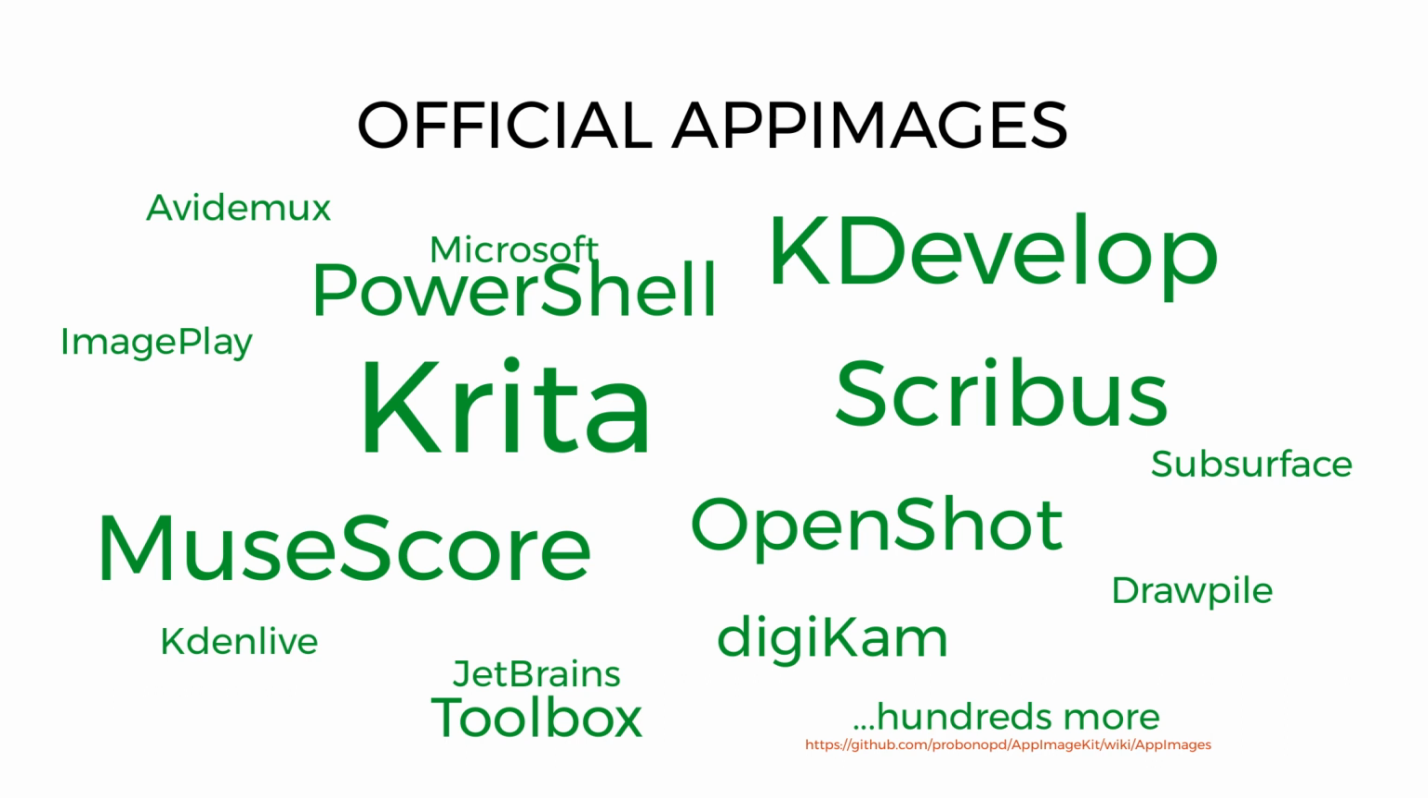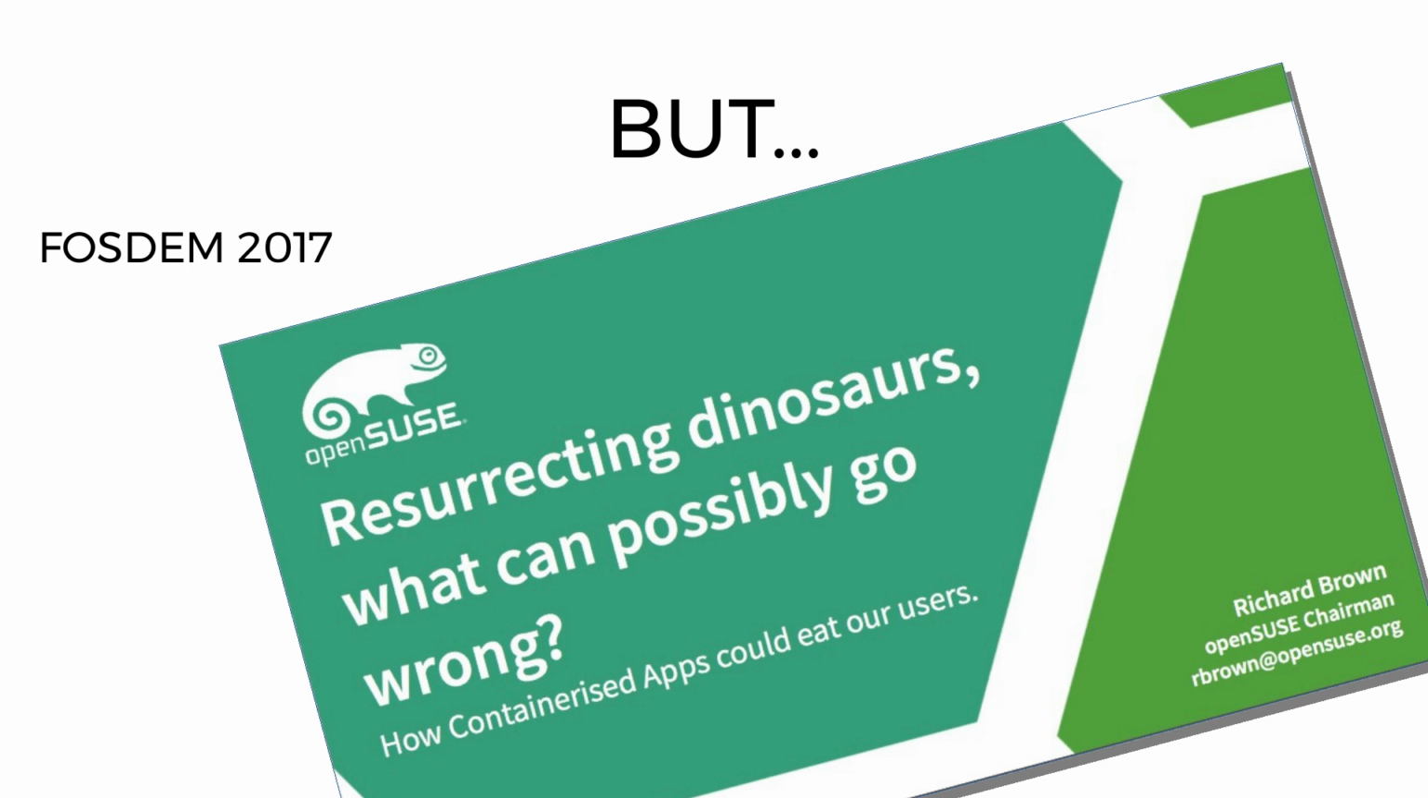And by the way, Linus at some point thought this is very cool. And when that started, then adoption also started with projects like KDevelop, Krita, MuseScore, OpenShot, and a couple of others. Also companies got interested. JetBrains did their JetBrains Toolbox, and at some point even Microsoft did a PowerShell AppImage.